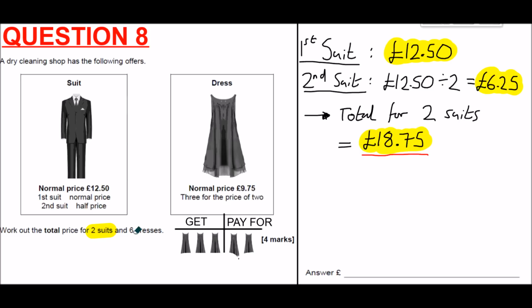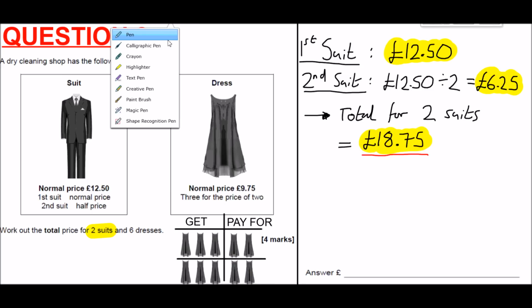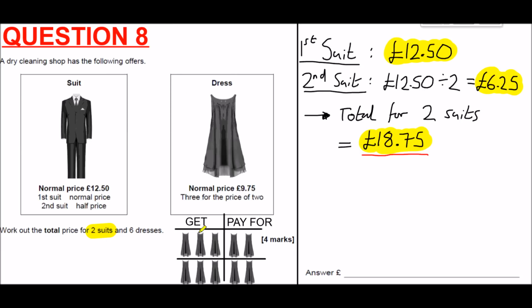But because we want 6 dresses, not just 3, we're going to use the offer twice. So we're going to get 3, only pay for 2, then get another 3, so we're going to get a total of 6. But actually, all we're going to be paying for is 4 dresses, because of this 3 for the price of 2 deal they have on.